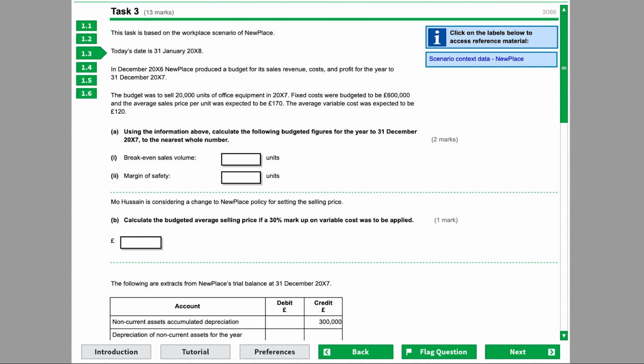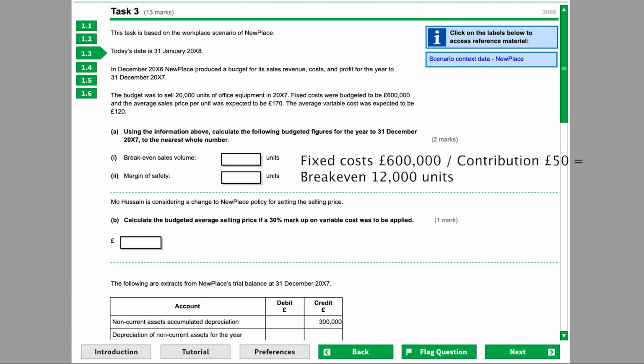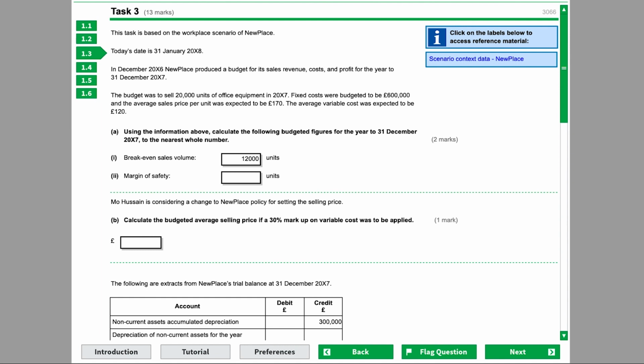To then calculate the break-even sales volume, we would do the fixed costs of £600,000 divided by the contribution per unit of £50, which would give us a break-even sales volume of 12,000 units. So that is the amount that this business would need to make and sell in order to not make a loss or a profit.